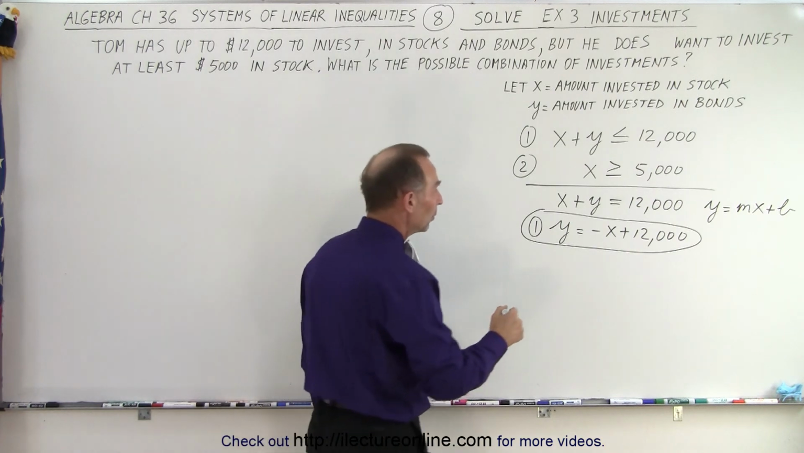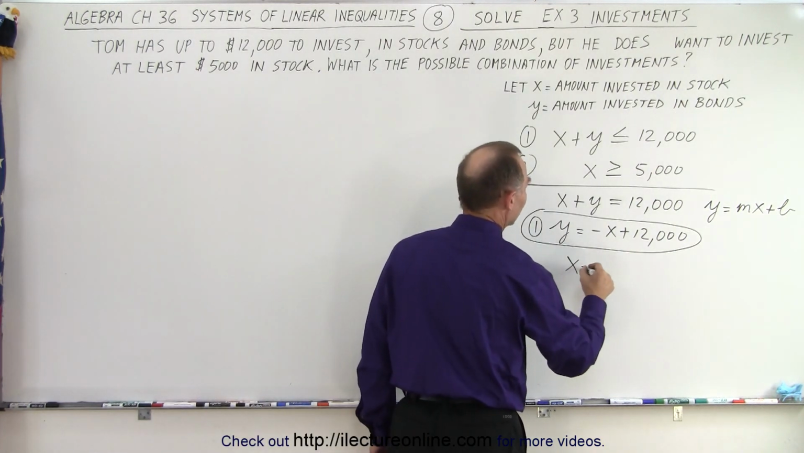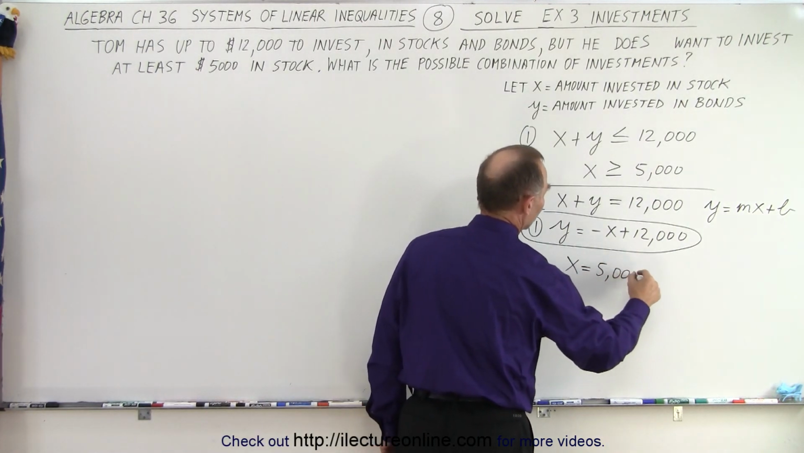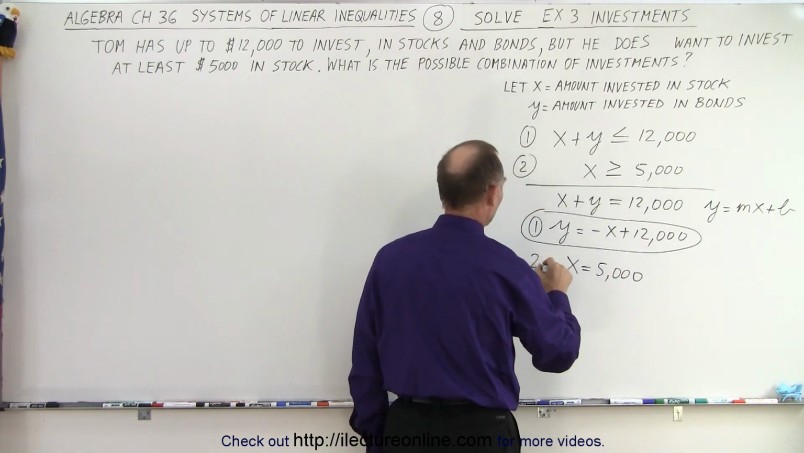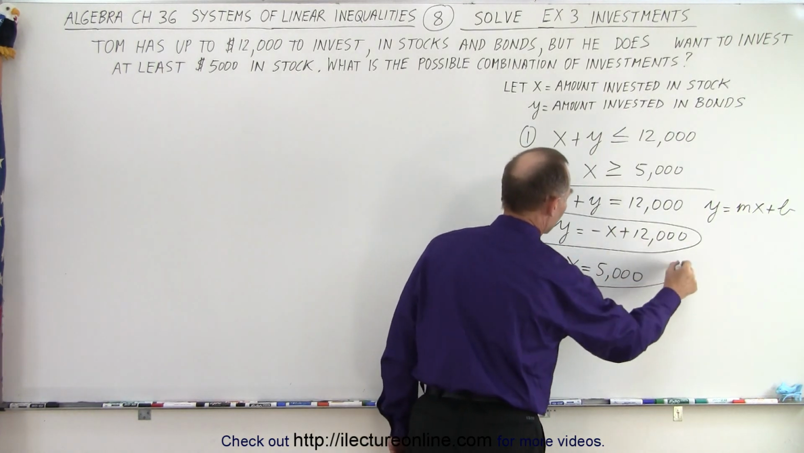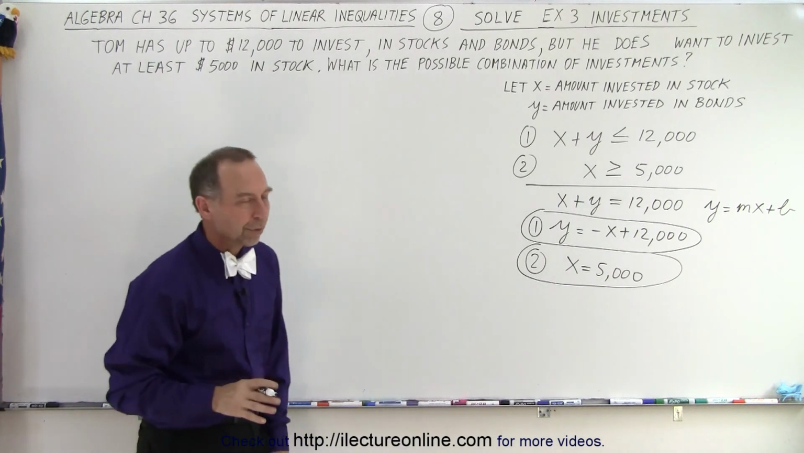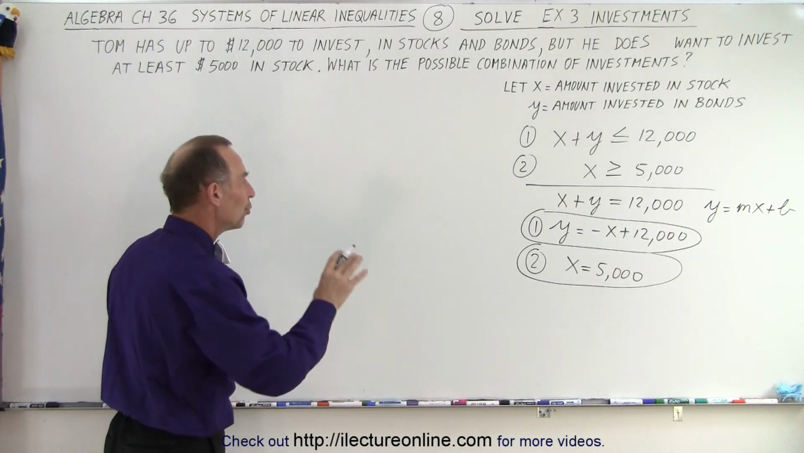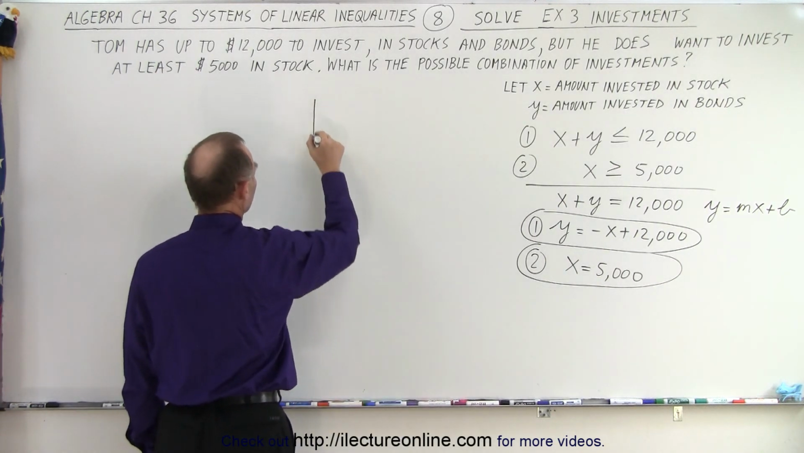On the second one, we simply have to write x is equal to 5,000. There we don't need to change it anymore, so that's equation number two. And now we have our two equations representing the two boundaries. We can now go ahead and graph those two. So let's do that over here.